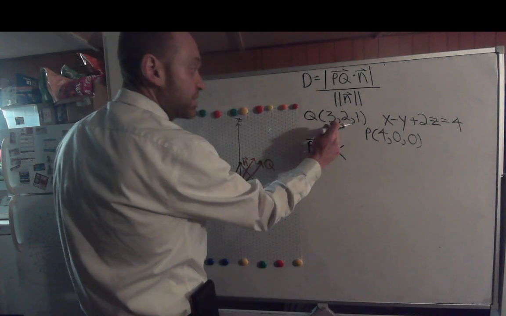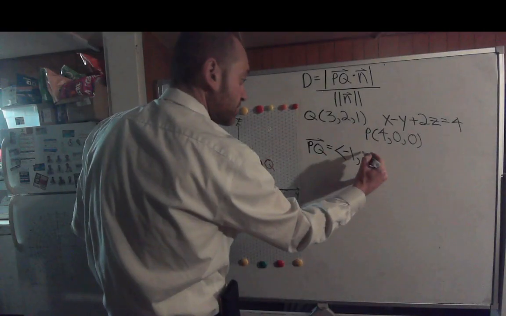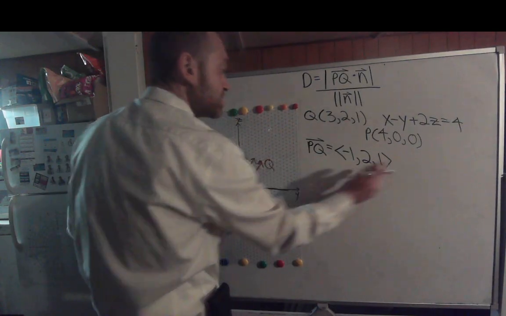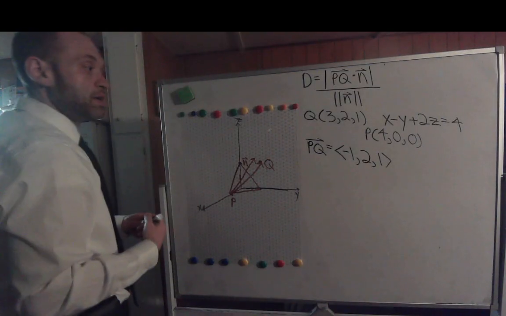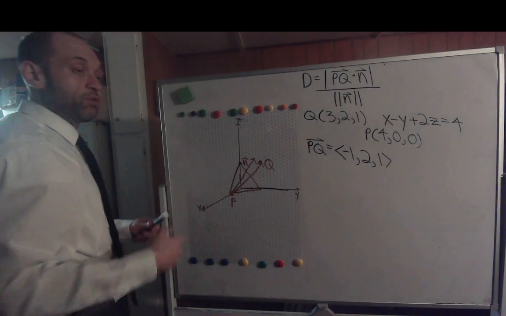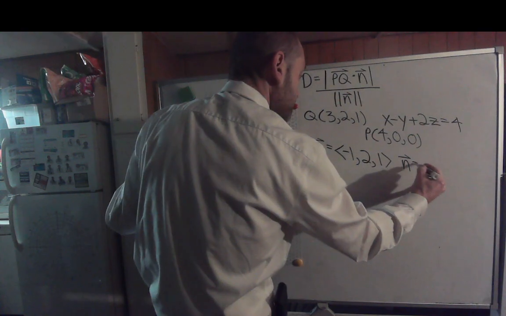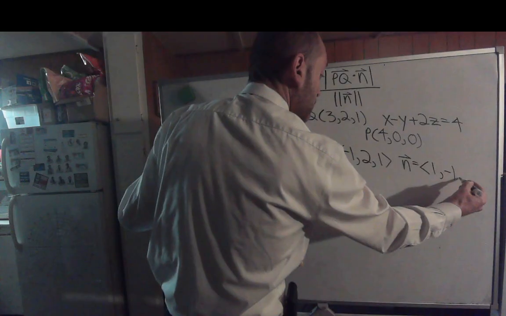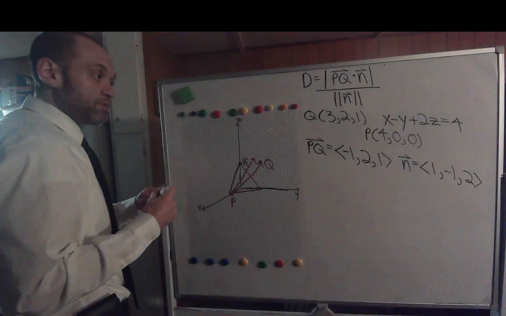So if I take 3 minus 4, I get negative 1. 2 minus 0 is 2. 1 minus 0 is 1. So there's my vector PQ being negative 1, 2, 1. Now my normal vector is just the coefficients of those variables for the equation of the plane. So normal vector will be 1, negative 1, and 2. So there's my normal vector.